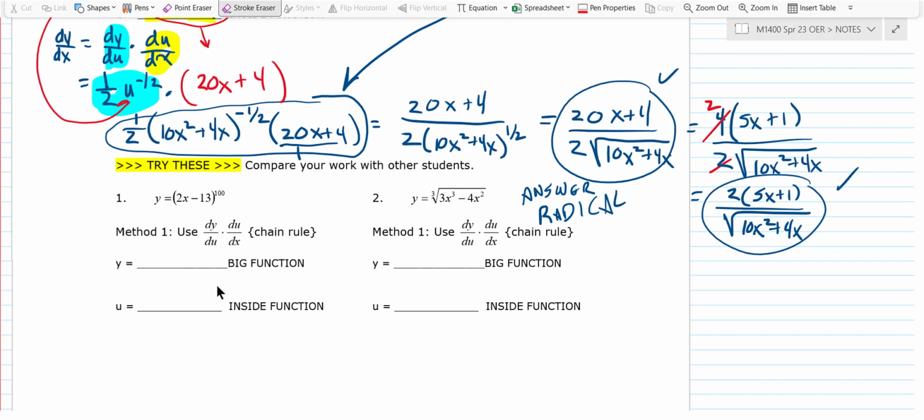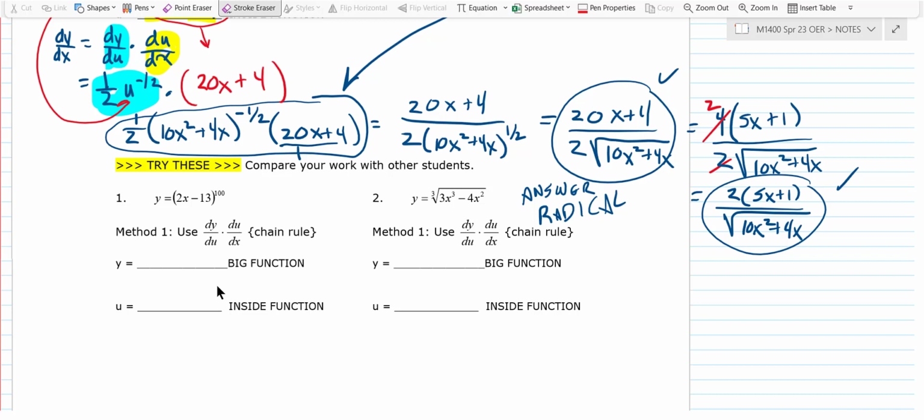Okay. You got that. You're going to try to do that the other way. Outside. Yes. Okay, but you identify the inside part. That's the start. So what you want to do is you've got y equals 2x minus 13 to the 100. The inside part is the part in the parentheses. So that's a good start.